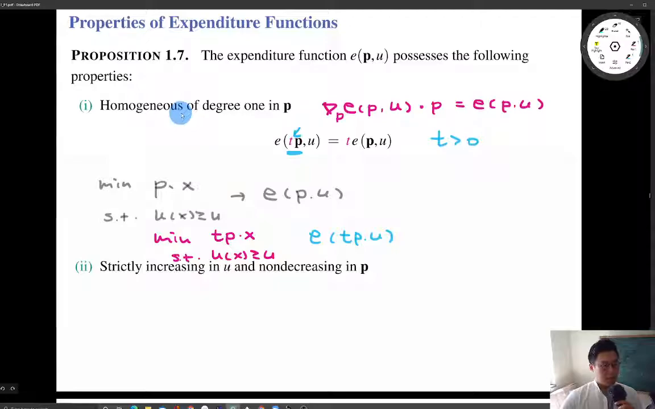So for solving this minimization problem, because t is a scalar multiple, we can disregard this t for a second and solve the original minimization problem. After that we can multiply by the constant t. So E(tP, U) is going to be t times E(P, U). So that is homogeneous of degree 1.